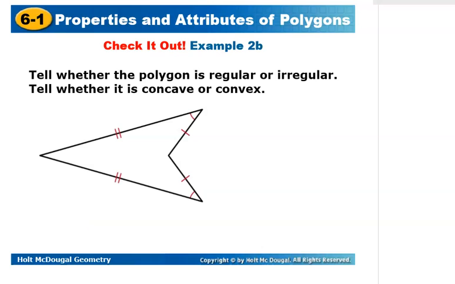Okay, regular or irregular. It doesn't look like it's equilateral, so we're irregular. And concave or convex, well, these connected would be on the outside of the shape, or you could think of it as it kind of caved in there, so it's concave.